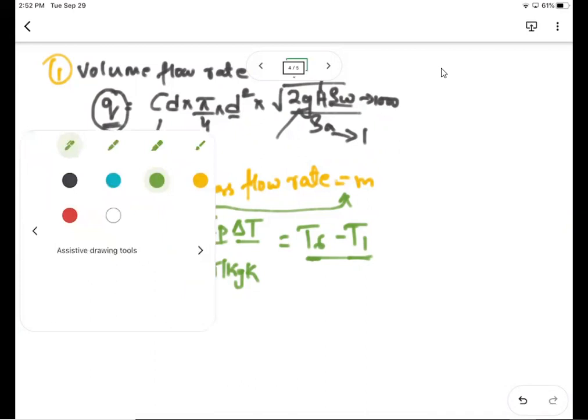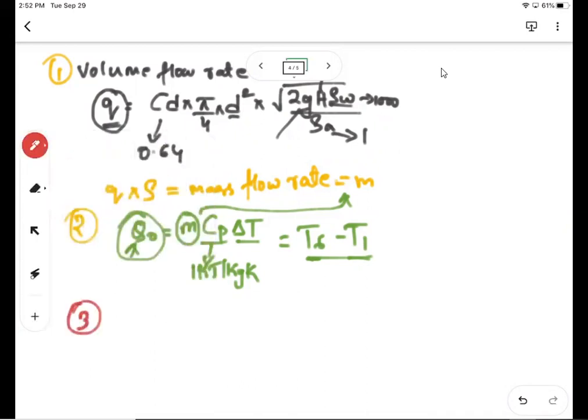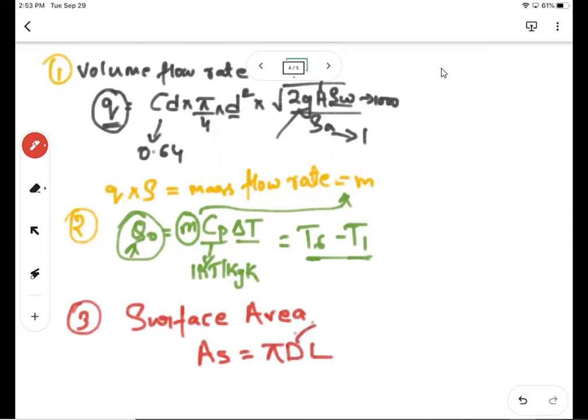we then move on to the next part, that is third. We need to calculate the surface area. For this we have to use the formula As equals pi d l, the surface area of the cylinder, where d is the outer diameter. You know the value of pi, you know the value of d, and l is the length of the test section. Once you get all these values, you can find As very easily.